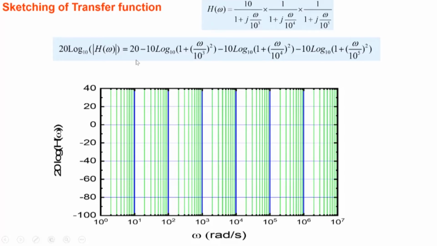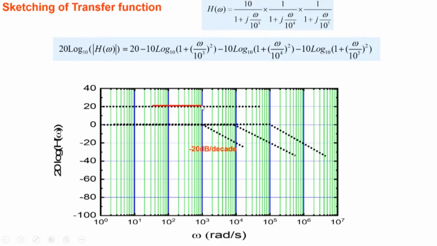We start by sketching each individual term. So 20 again remains 20. The second term, as we said, till about 10 to the power 3, we'll take as 0. After 10 to the power 3, this term will change at minus 20 dB per decade. The next term will remain 0 till 10 to the power 4, so it would look like this. The corner frequency is 10 to the power 4 here. And for the last term, the corner frequency is 10 power 5. So we have each individual term sketched out. Now what we have to do is add them up.